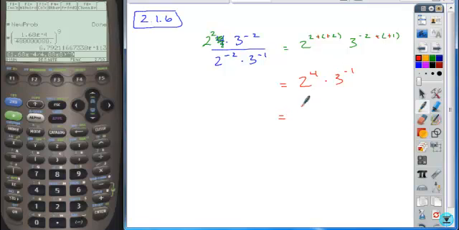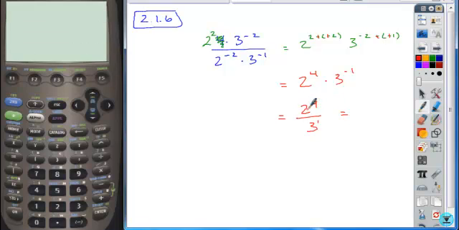And so your final answer winds up being 2 to the 4th over, move our base of 3 to the denominator, change its sign, becomes a positive 1. And when you simplify this out, you can multiply 2 times 2 four times. So you have 4 times 4, which is 16, over 3 to the 1st, which is just 3. And so you wind up with 16 thirds as your solution.